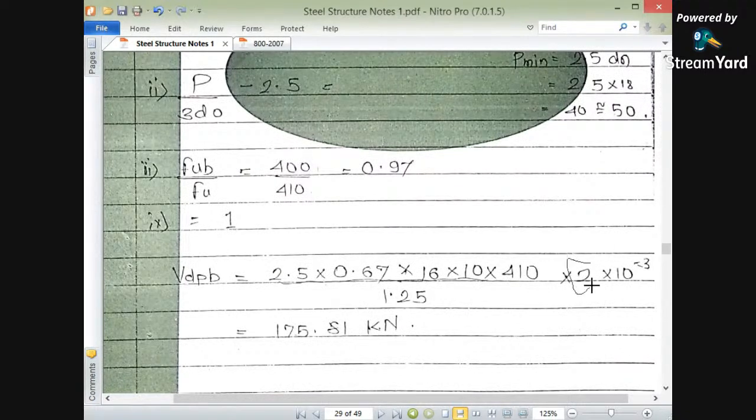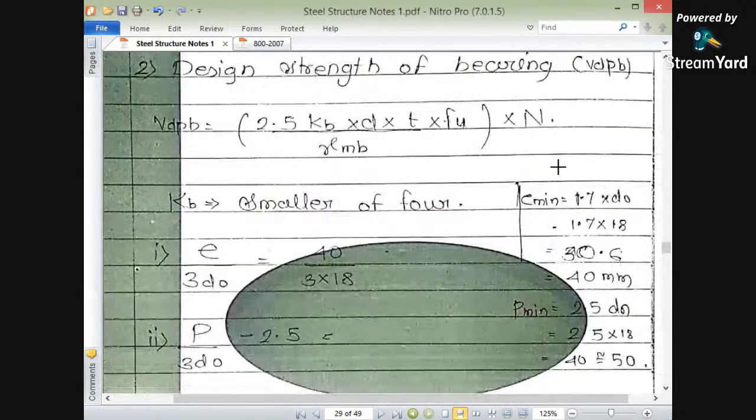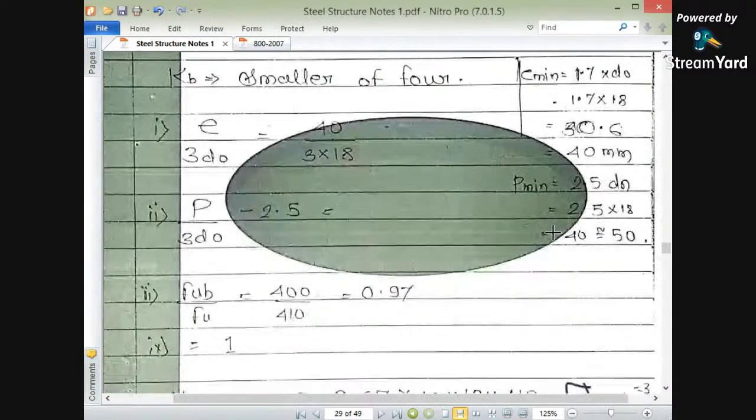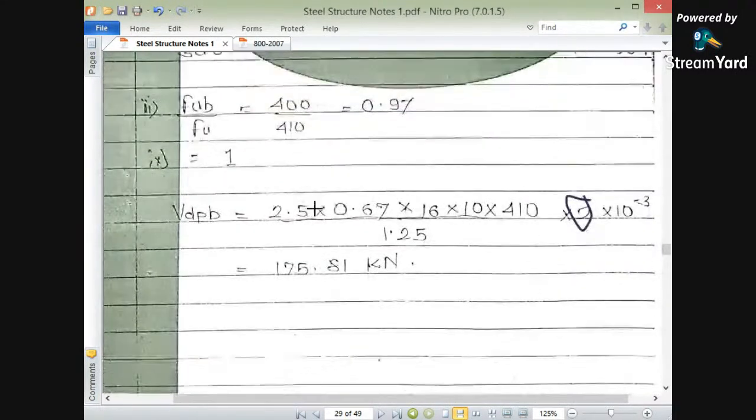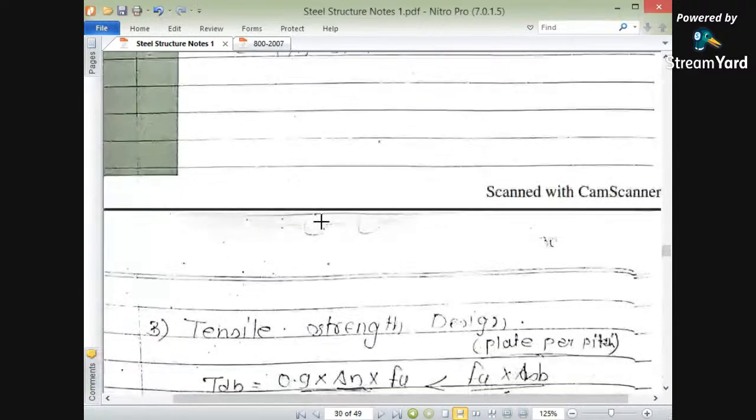Here we are taking this n as 2, because it is double bolt. So the same procedure is there, and we are taking this for double bolts.